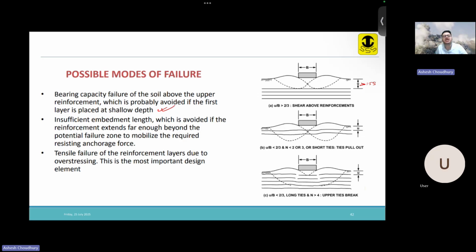So insufficient embedment length is avoided if the reinforcement extends far enough beyond the potential failure zone to mobilize the required resisting anchorage force. So this embedment length, we need to keep it sufficiently long so that beyond this failure surface, the reinforcement is properly anchored into the soil so that it does not get pulled out. Okay, so this is the task.